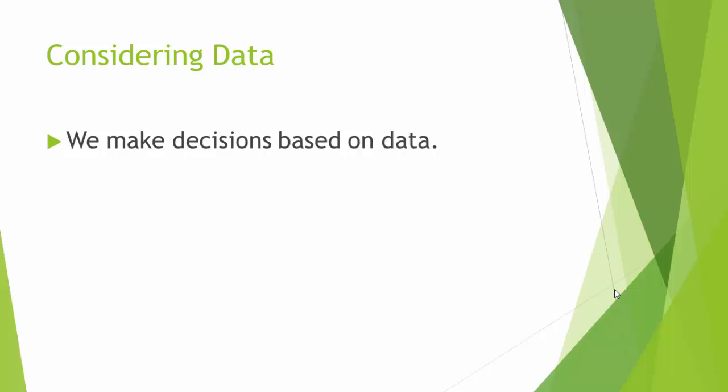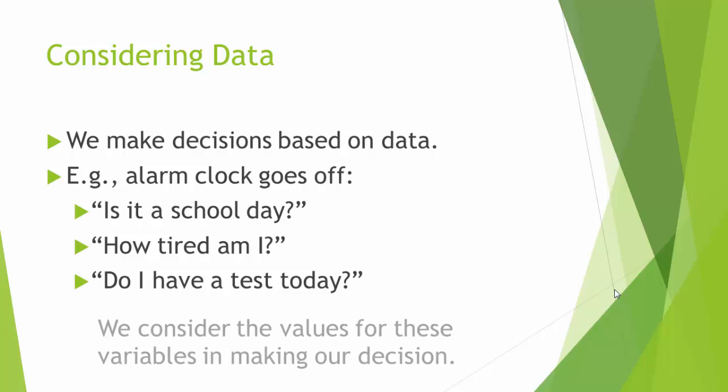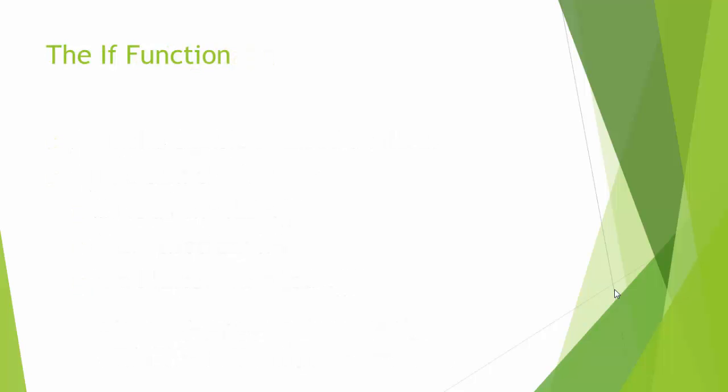Well, we consider the situation, right? So we make a decision about what to do when our alarm goes off based on the situation we have at hand. We might consider, is it a school day? We might consider, how tired am I really? And do I have a test today? And that might affect the decisions that we make. We consider, in other words, the values of these variables when we make our decision about what to do when the alarm clock goes off.